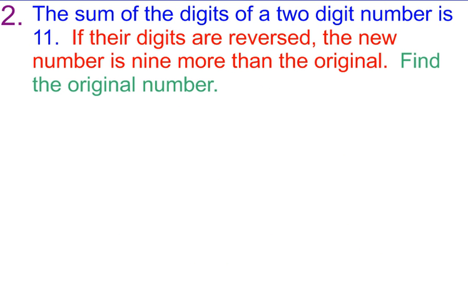Our second problem, I think, is our most difficult. And so we're going to take a little bit of time on this one. But if we read it together, again, remember, a sentence is an equation normally, right? So it says the sum of the digits of a 2-digit number is 11.